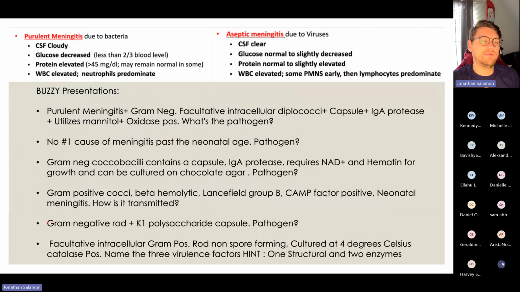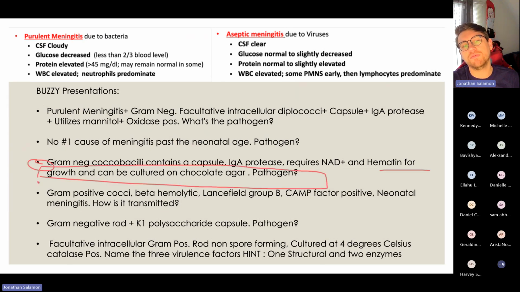No, for sure, 100%, right? K1 capsular, that's E. coli. Gram-positive cocci, beta hemolytic, CAMP positive, this is your group A. Not group A, I'm sorry. This is your agalactiae, strep agalactiae. Coccobacilli, right? It requires hematin, grows on chocolate agar. This is Hib, Haemophilus.